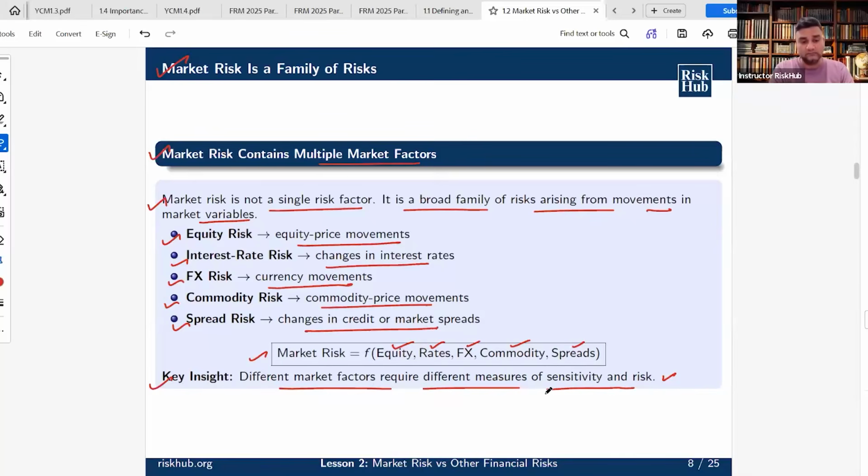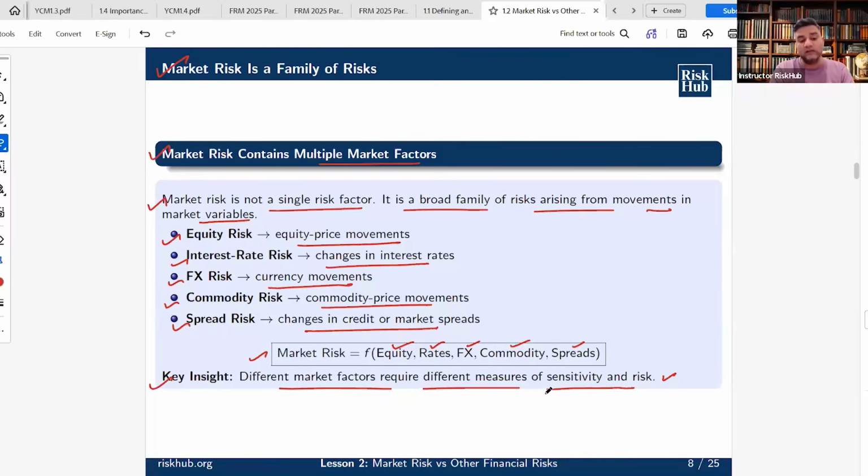We understand that the slide is basically splitting market risk into 5 subtypes, each tied to one class of market variable. Equity risk: moves in share prices and equity indices. Interest rate risk: moves in interest rates and yield curves. FX risk: moves in exchange rates. FX is foreign exchange. Commodity risk: moves in commodity prices such as oil, metals, and agricultural goods. Spread risk: moves in credit or market spreads. Market risk is a function of equity, rates, FX, commodity and spread. The symbol F denotes the function, with the output determined by the listed inputs. The line says total risk depends on all 5 factor classes at once, not on any one alone.